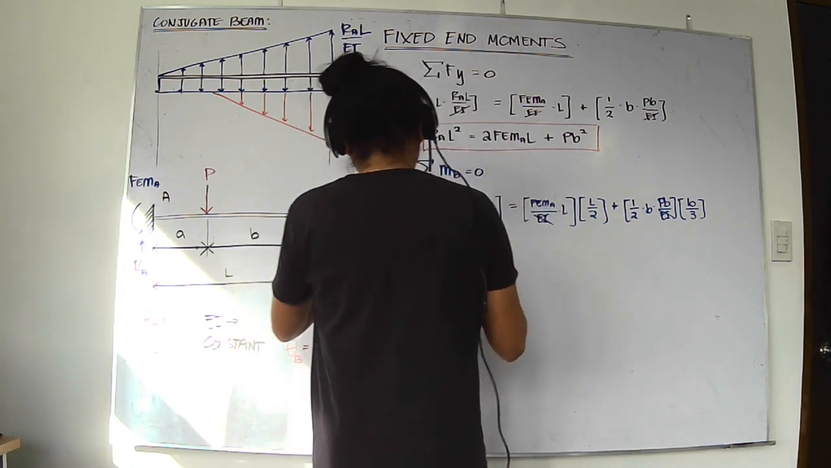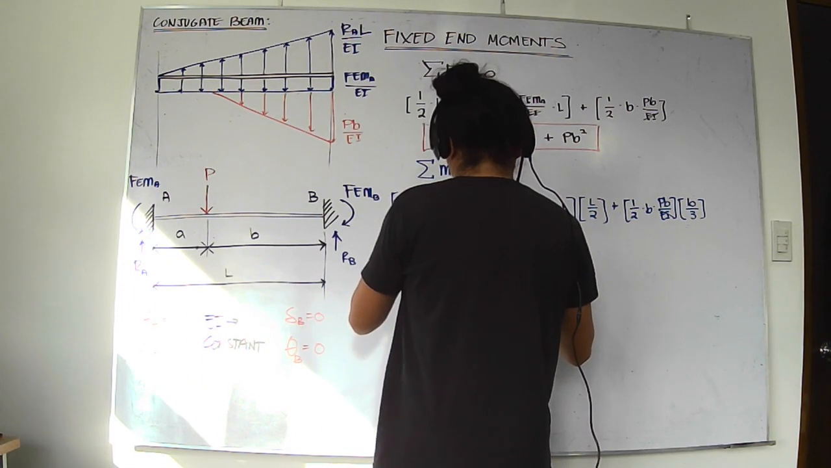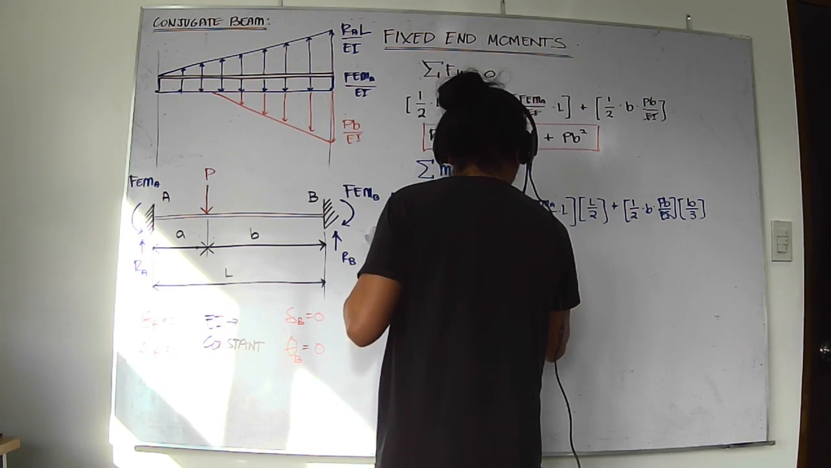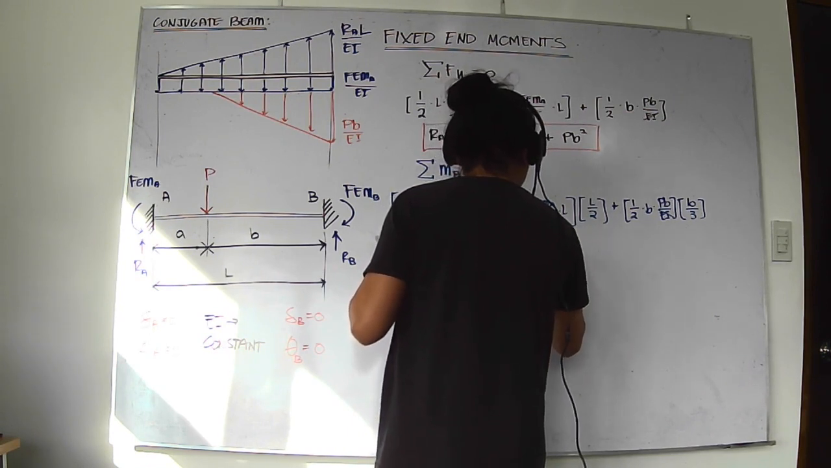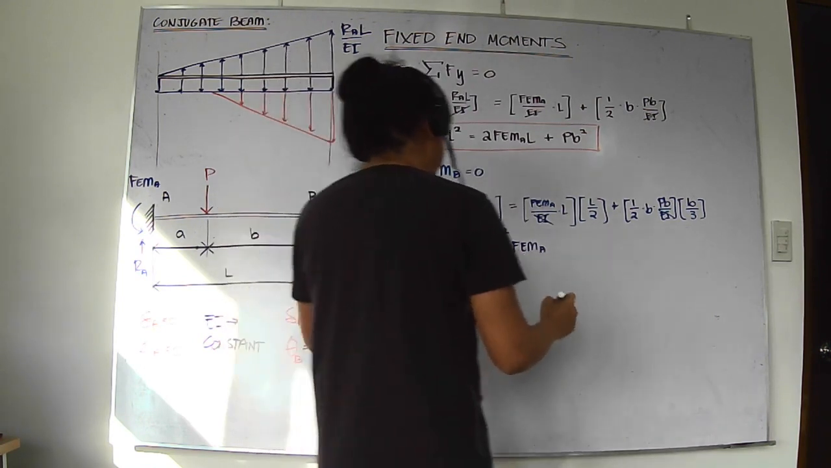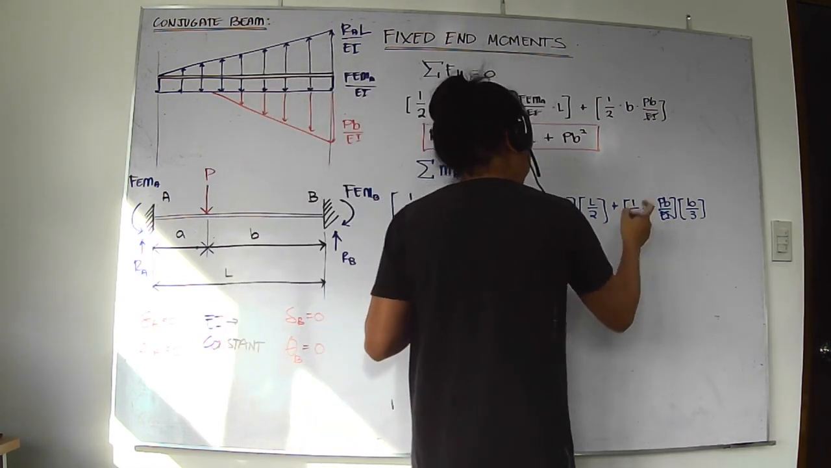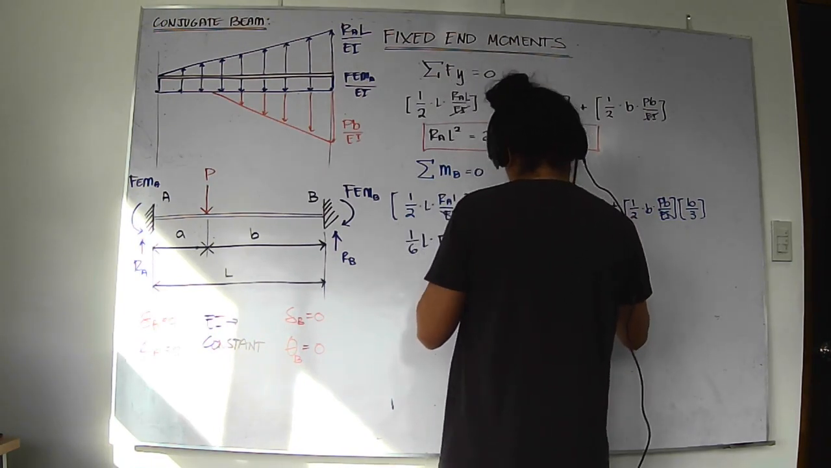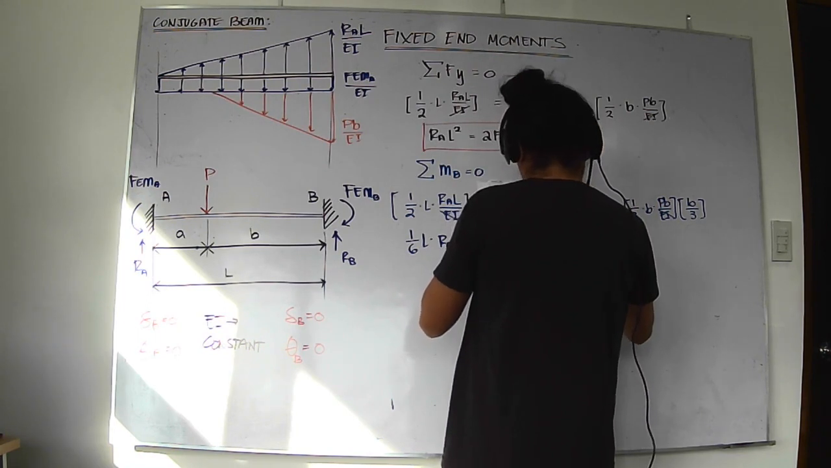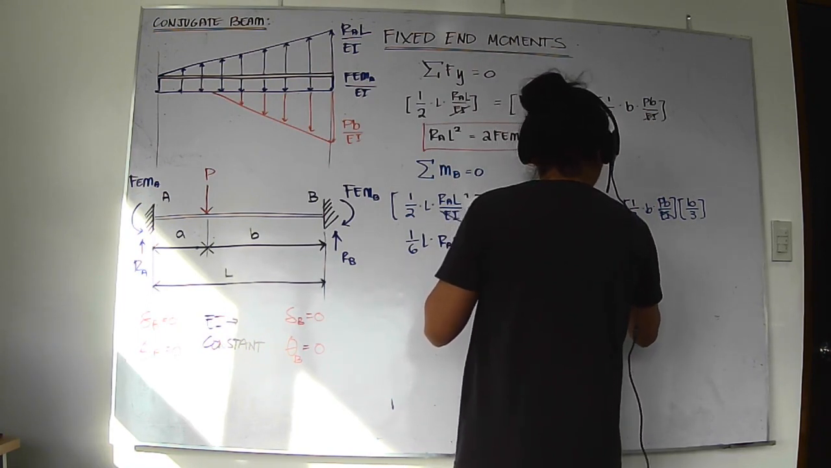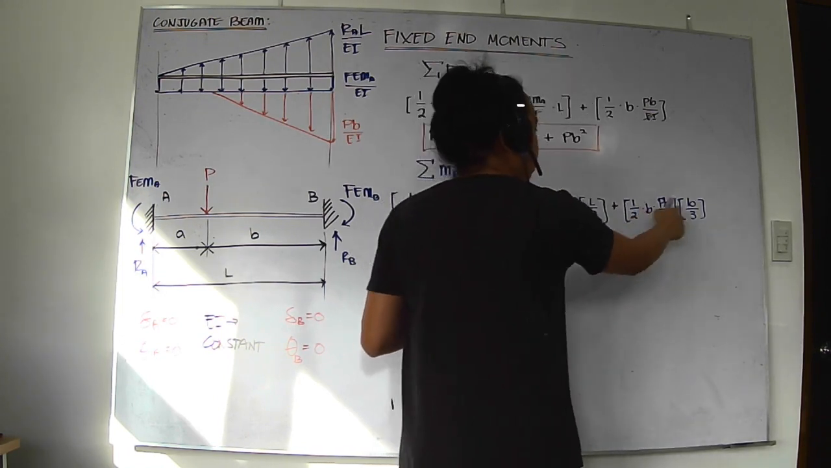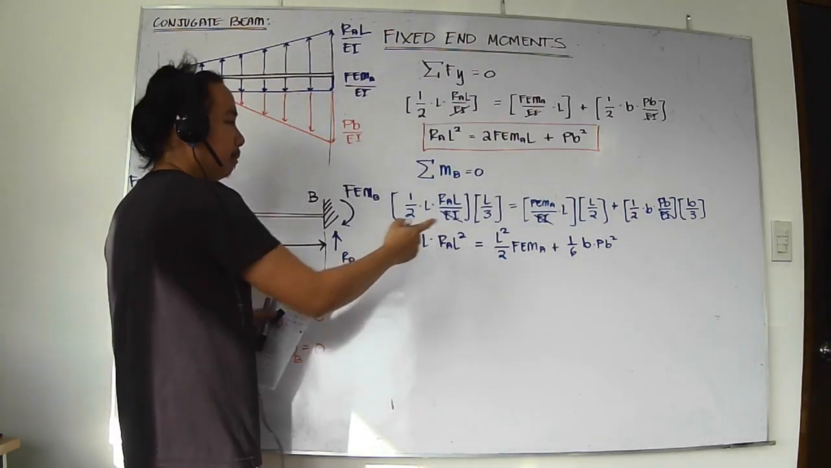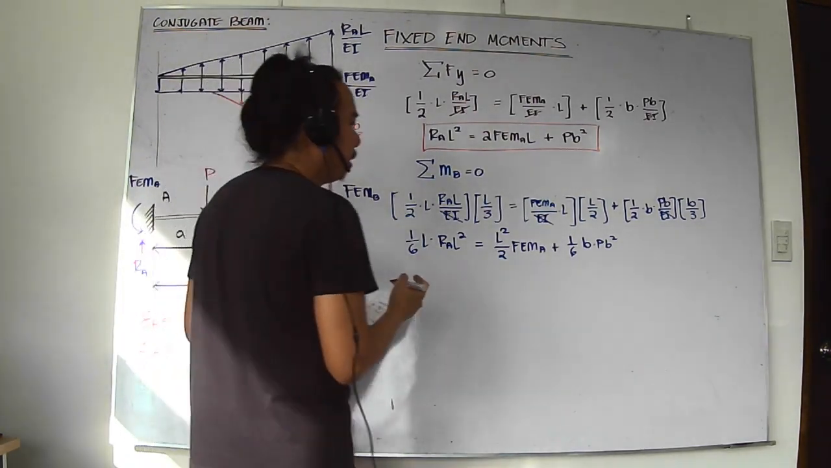That should be equal to L squared over 2 FEMA. Okay? Plus, the other one is 1/6 again: B PB squared, 1/2 times 1/3, which is 1/6. So we have this particular equation.